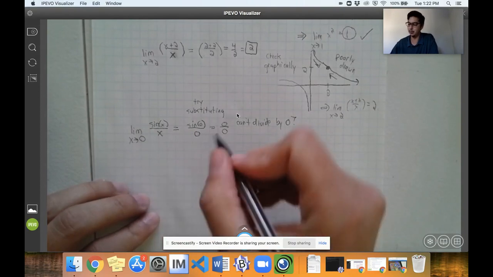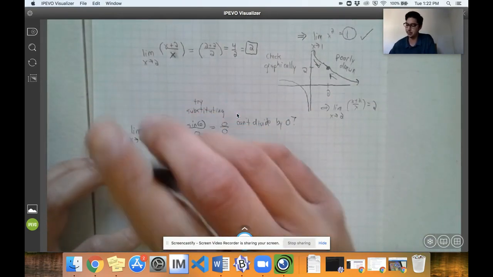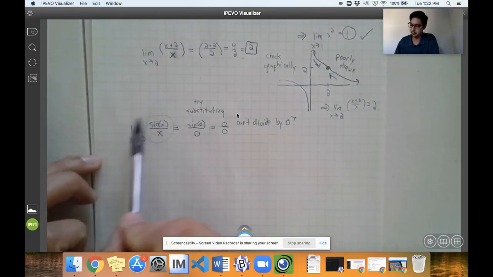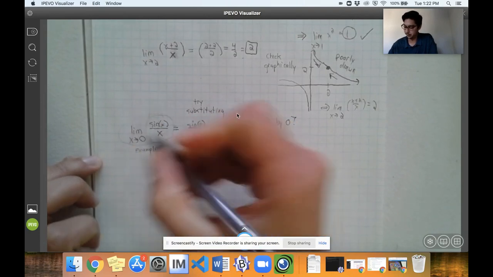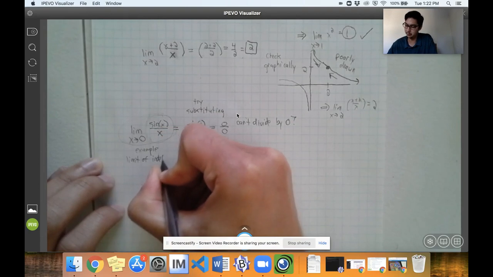And this is an example of this right here, this whole thing, I wouldn't just circle that, this whole thing is an example of a limit of an indeterminate form.